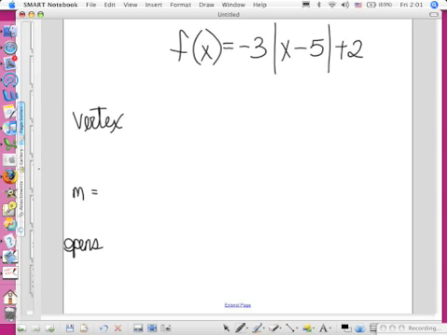What's the vertex? I want to say 5 and 2. Excellent. What's the slope? Slope is -3 over 1. Very good. And which direction is it opening? I want to say down. And you're good. Okay, come up here and you're going to actually graph it.